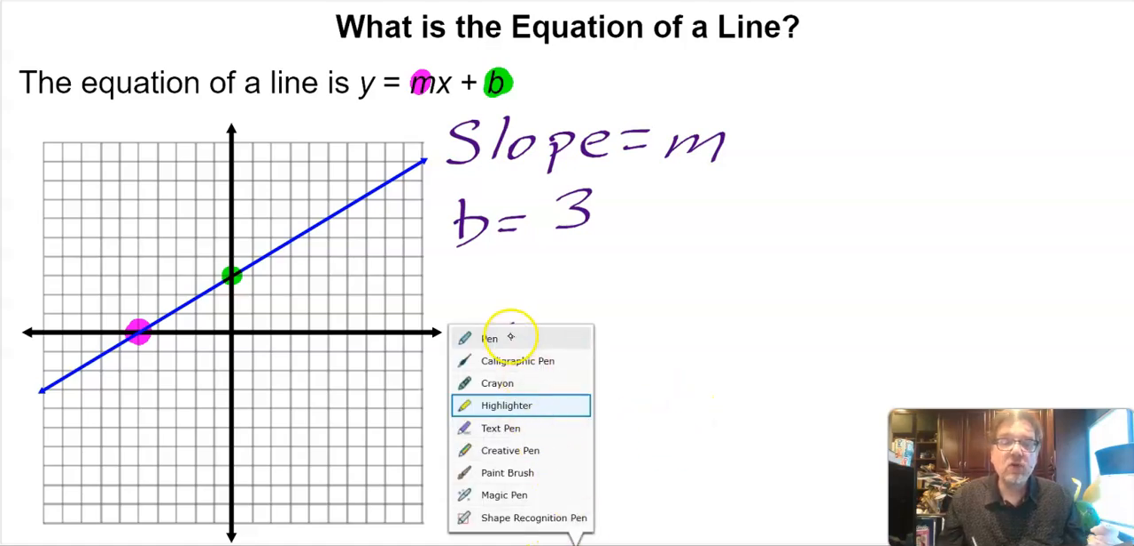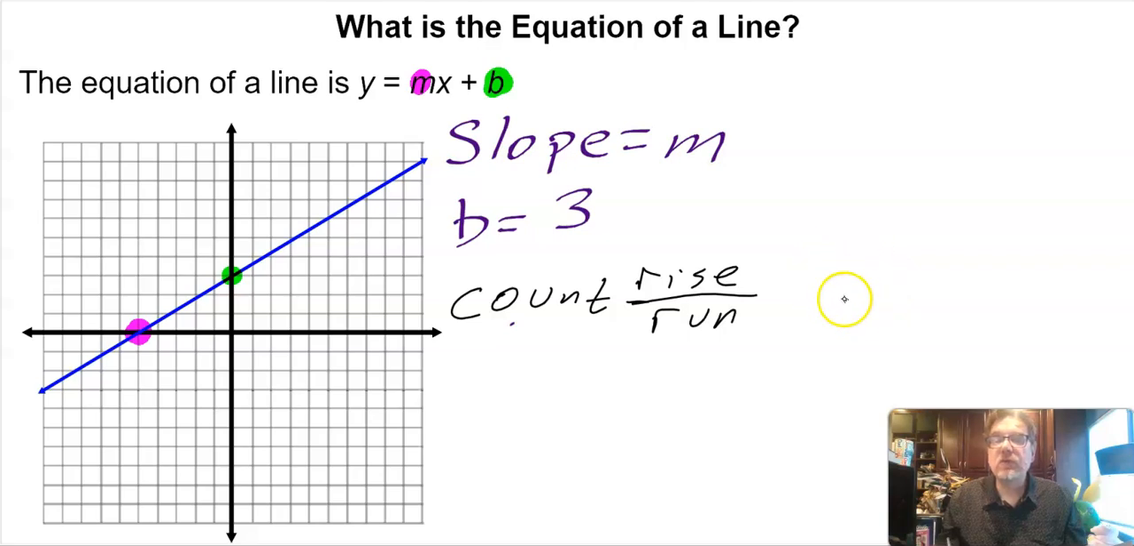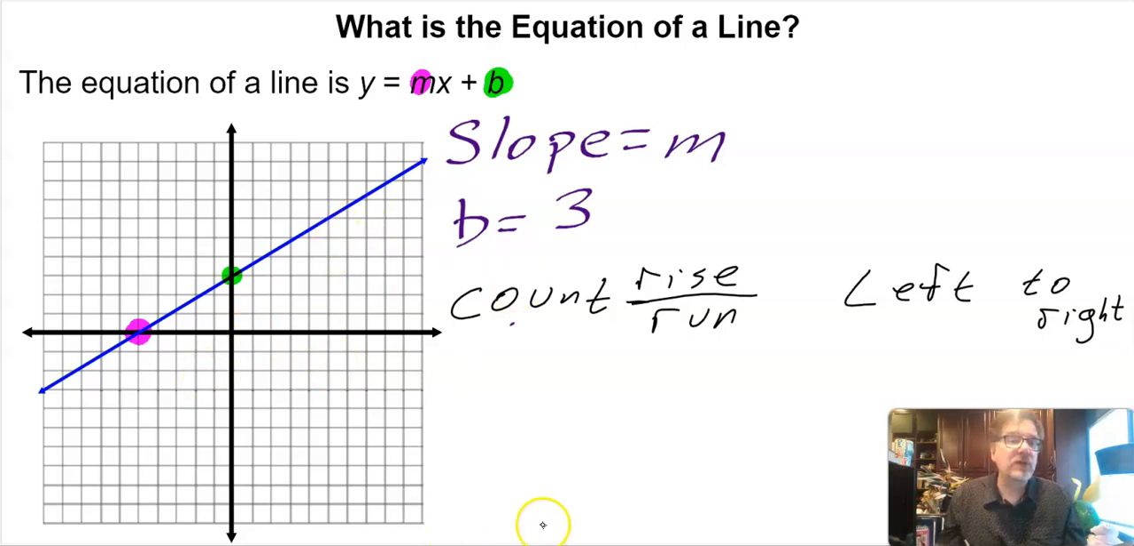Now, to find slope, let's count rise over run. When I count rise over run, I like to go left to right, and I like to count my rise first, my run second. So I'm going to start over here at the purple point, and count up 1, 2, 3. So I can see that I have a rise of 3.